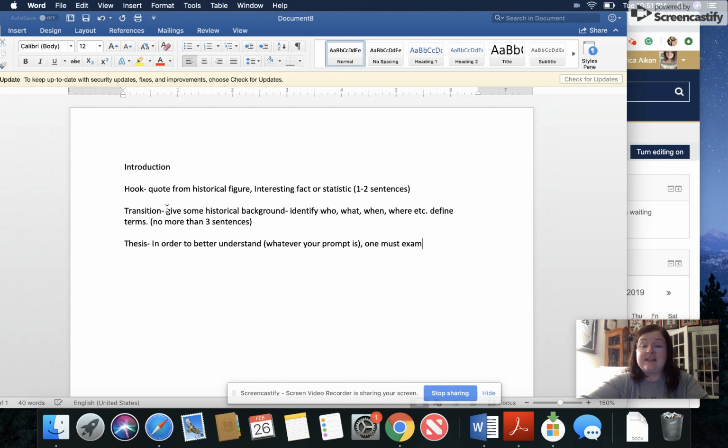"One must examine." And then here you just make a list. For a paper of this length, 3 pages sounds like a lot until you really get into it. Honestly, 3 pages could be a 5-paragraph essay most of the time. If you're writing nice fat body paragraphs, you're going to get to 3 pages. So I would say just list 3 to 4 items here that you're going to turn into body paragraphs.